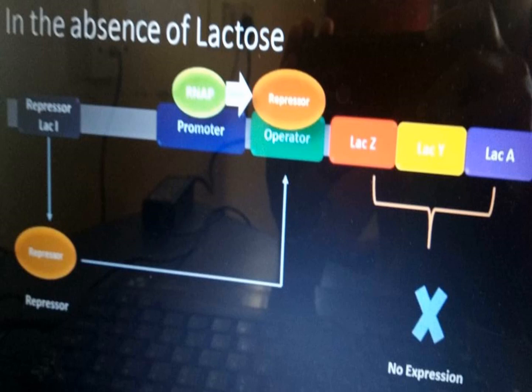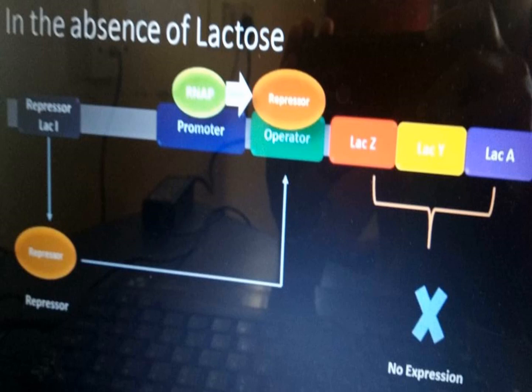This repressor lac gene is always expressed. It will produce the repressor protein. So in case there is no lactose, it will directly go and bind to the operator. Here you can see the same repressor is present here. So automatically it will block the way of transcription.